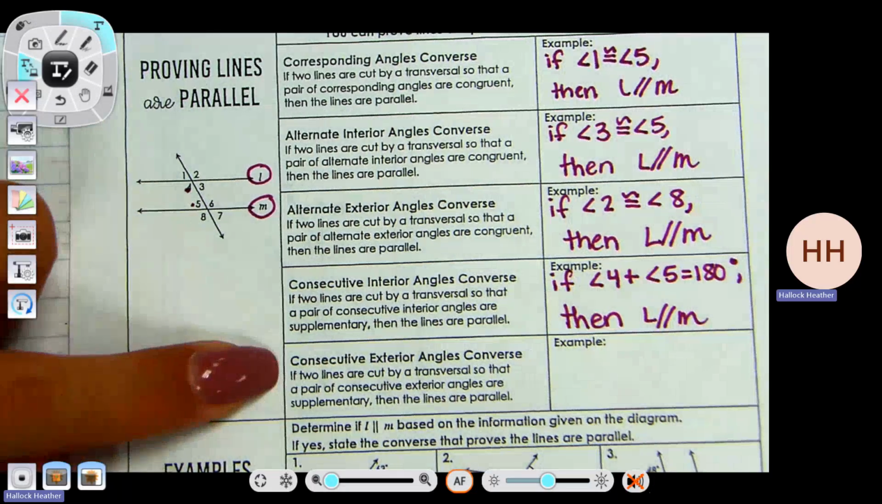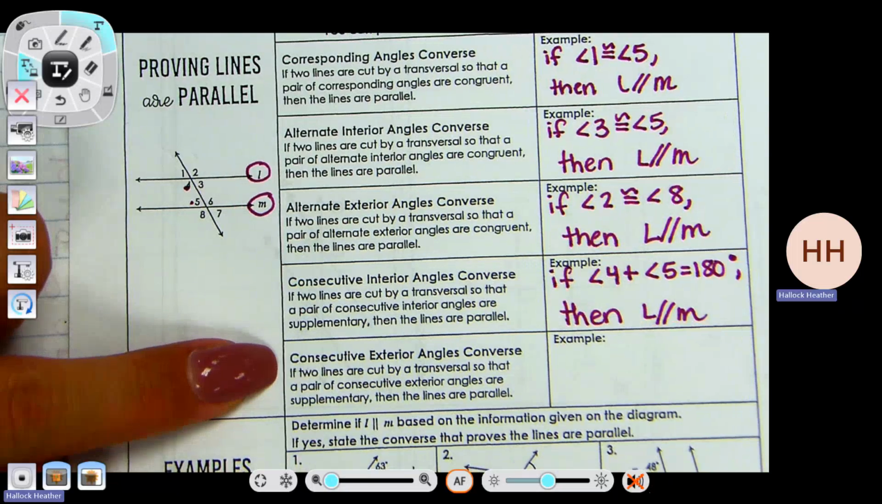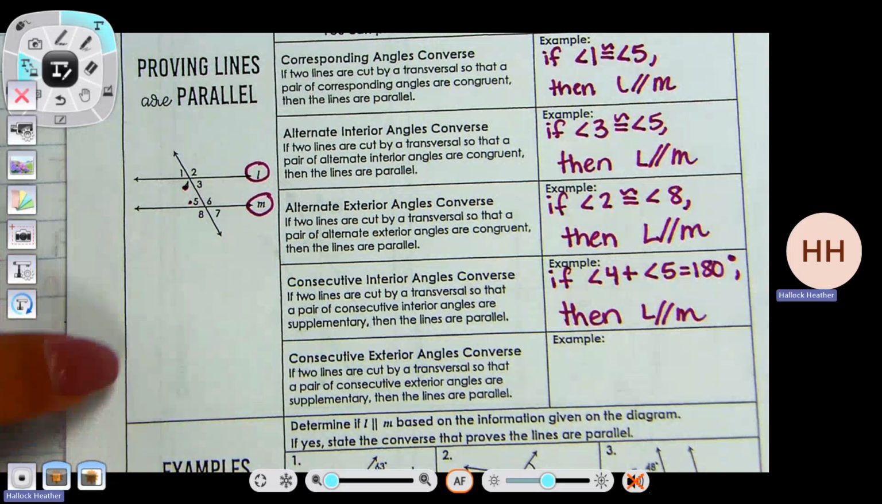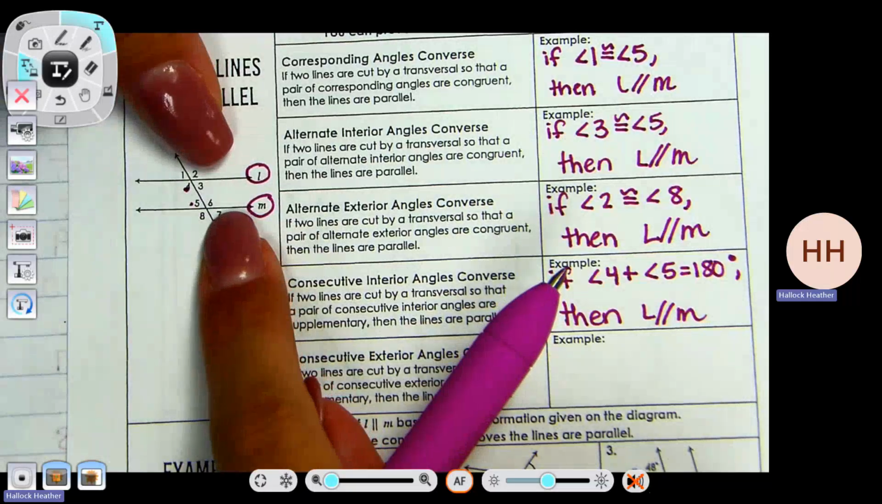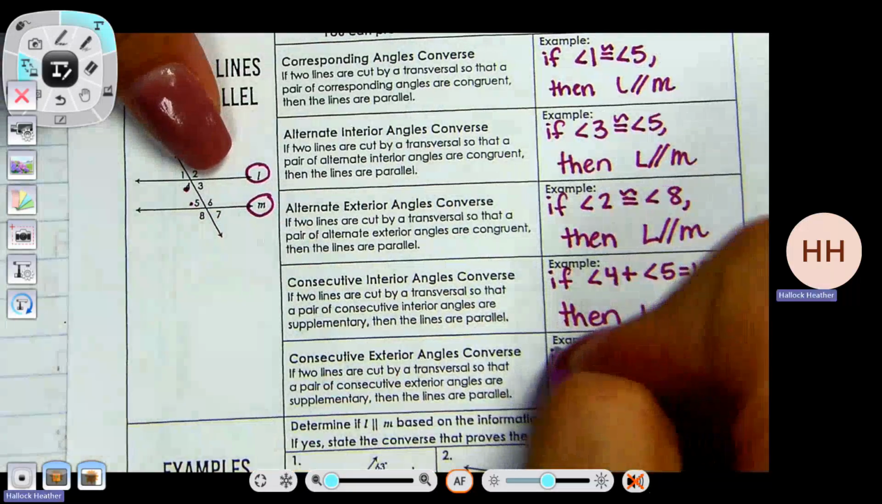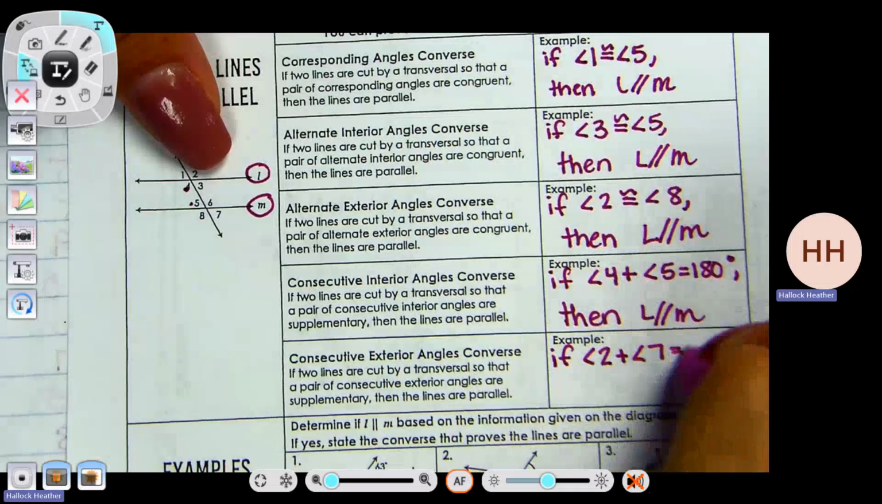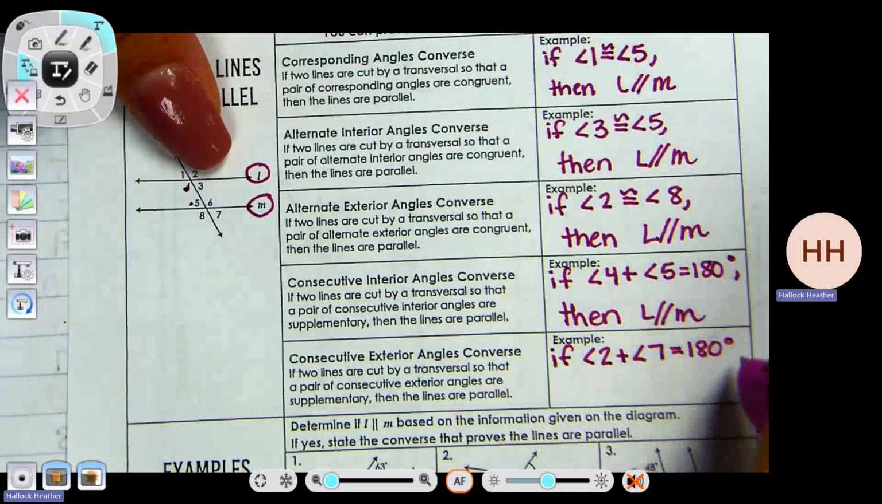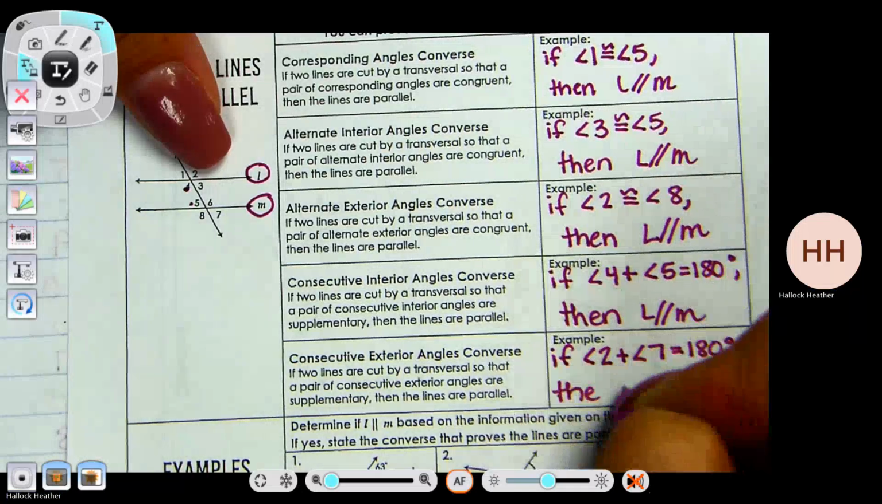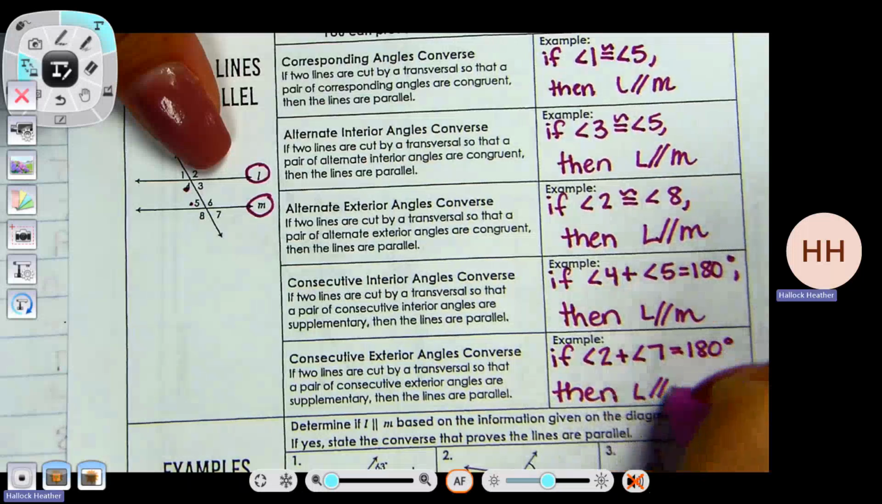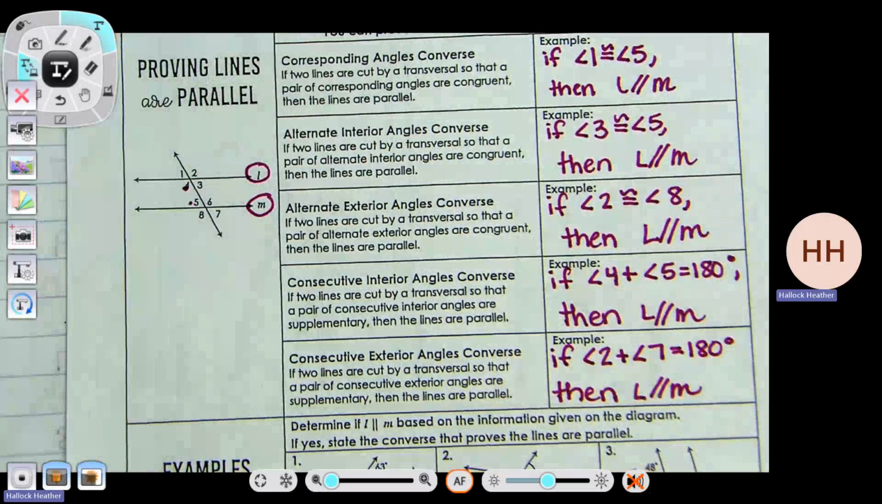Okay, consecutive exterior. What's a pair of consecutive exterior? 2 and 7. Good job. So if angle 2 plus angle 7 equals 180, then L is parallel to M. So the converse is used to prove lines parallel.